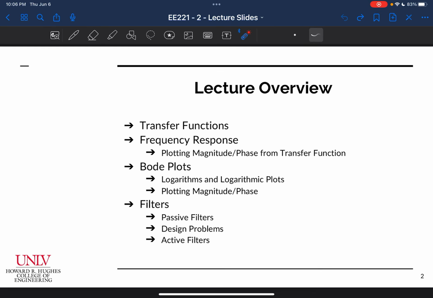We're going to do a little bit of a review of logarithms and what a logarithmic function and logarithmic plots look like as opposed to linear functions and linear plots, because those are relevant to Bode plots.